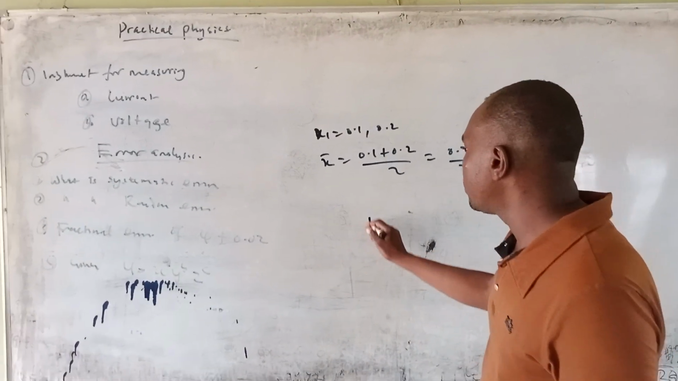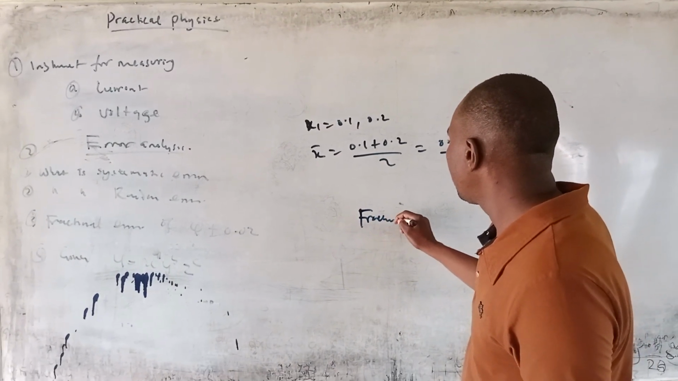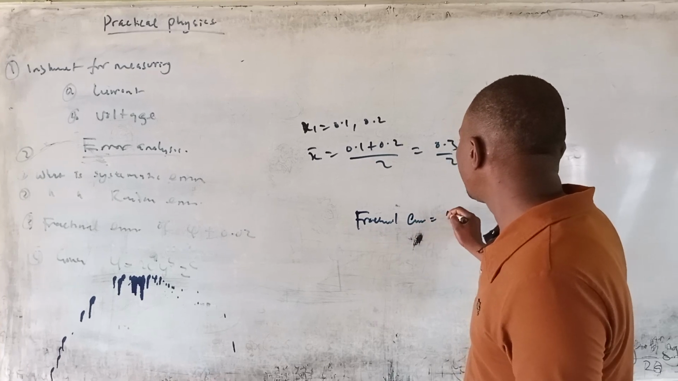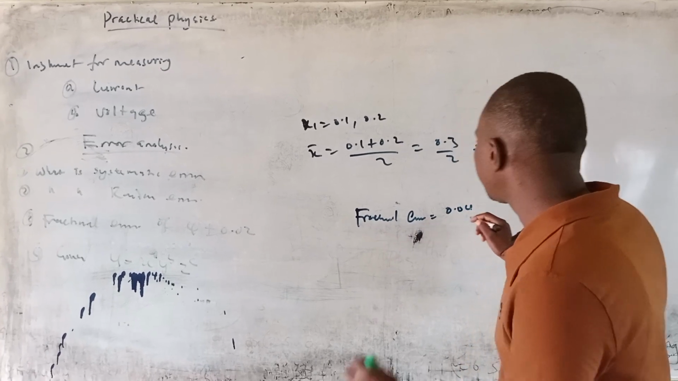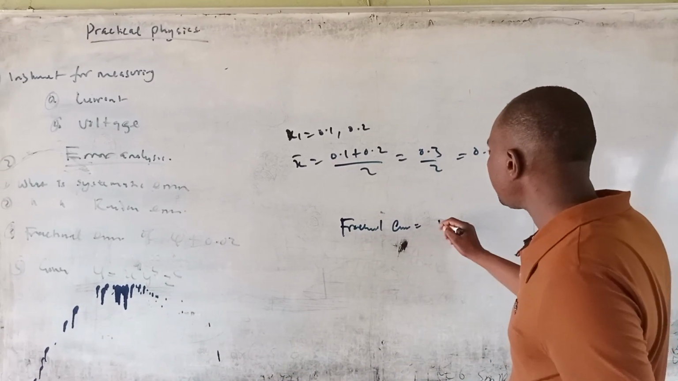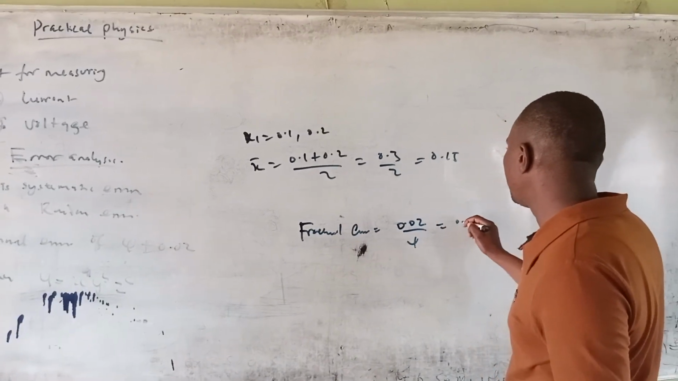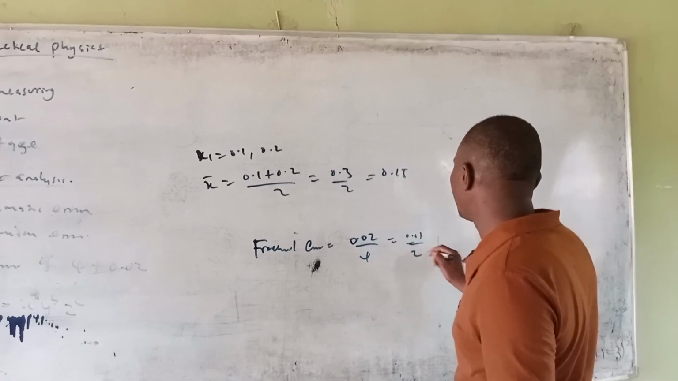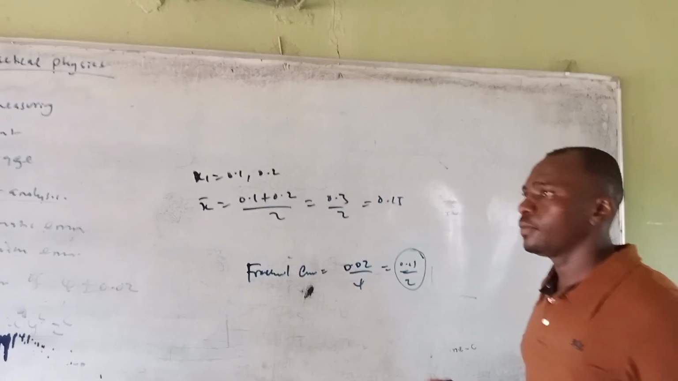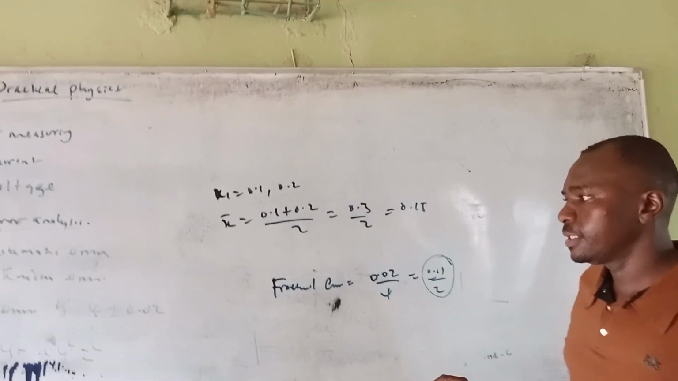Fractional error is nothing but what? It's 4, plus or minus 0.02, so 0.02 all over 4. This gives us 0.01 all over 2. So this is a fractional error. This is how to express it.